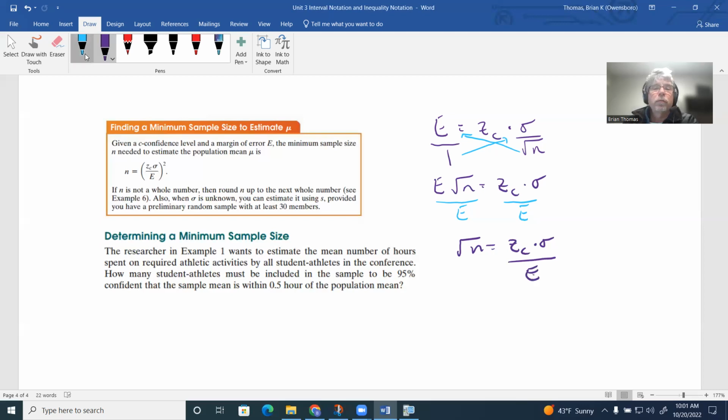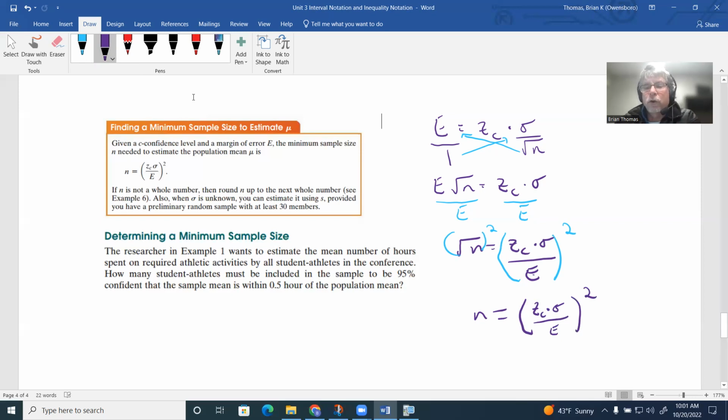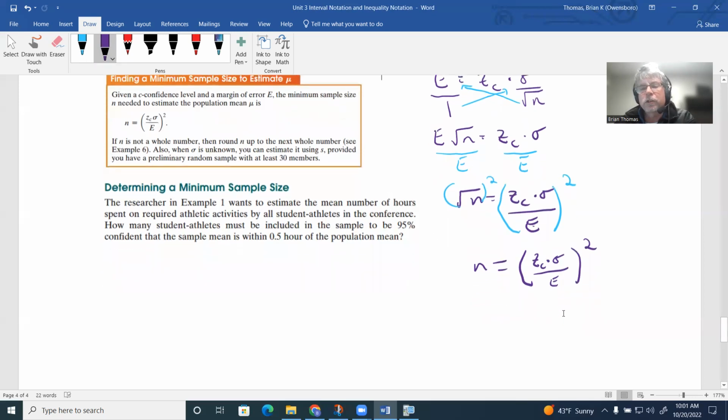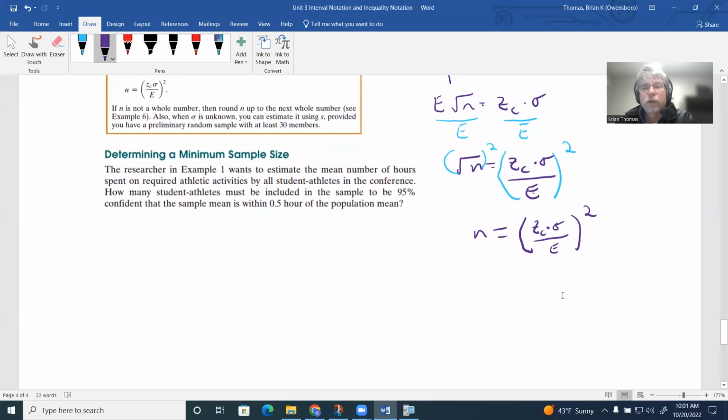If I then square both sides, that's going to get rid of the square root symbol. That's going to give us n equals this z-score times the standard deviation divided by the margin of error, squared. So we can use this formula if we know these three pieces of information, and we can determine a sample size. So let's put this to work and see if we can apply this formula.